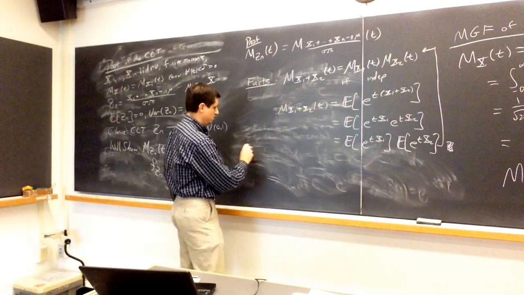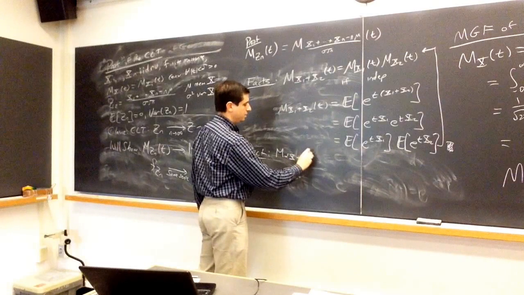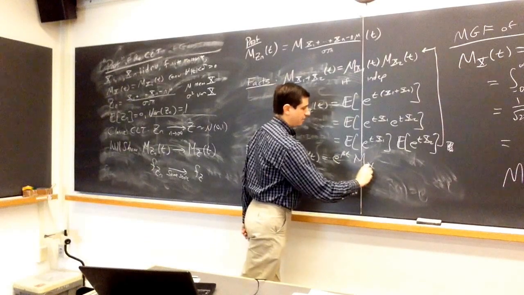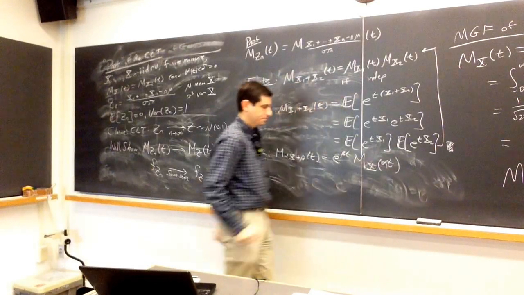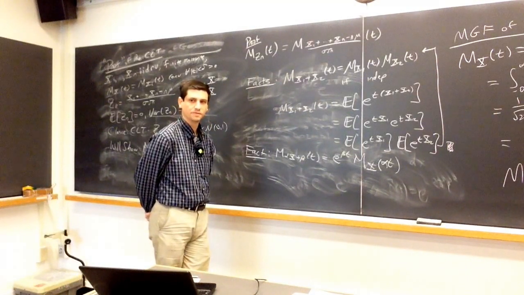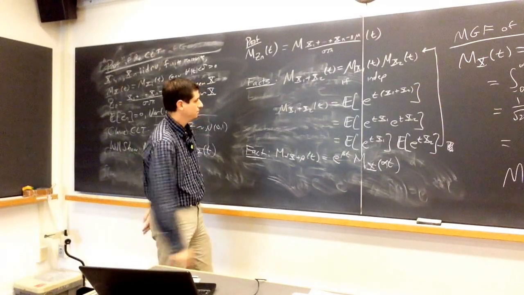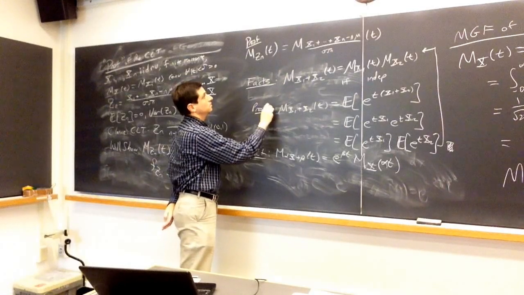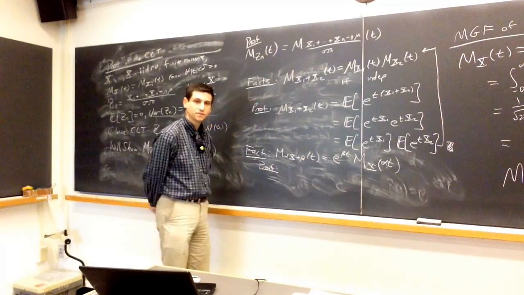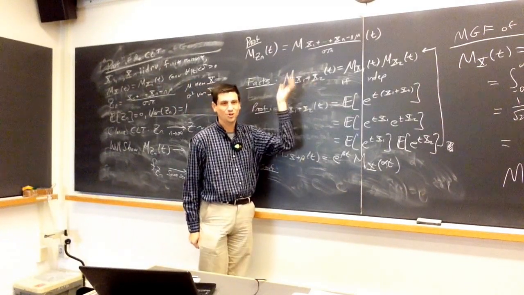The next fact we need is that the moment generating function of alpha x plus beta at t is e to the beta t, the moment generating function of x at alpha t. How do you think we prove this? How do you think we should prove that? Yes, same way. We don't know that many things. Go back to the definition.